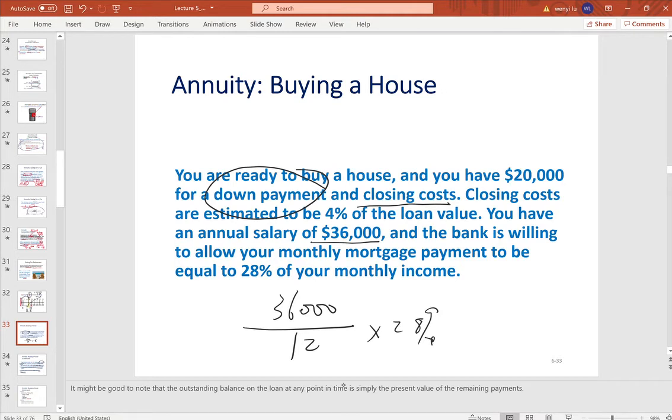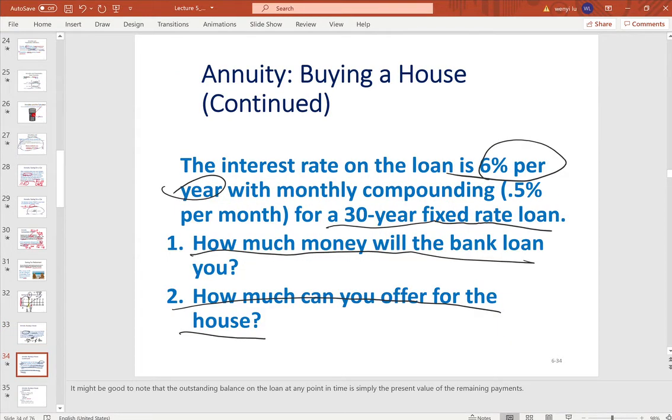So 36,000 over 12 will be 3,000. 3,000 is your monthly income times 28% will be what? $840. That's your monthly payment for the mortgage. 840, right? 840. That's the monthly payment.